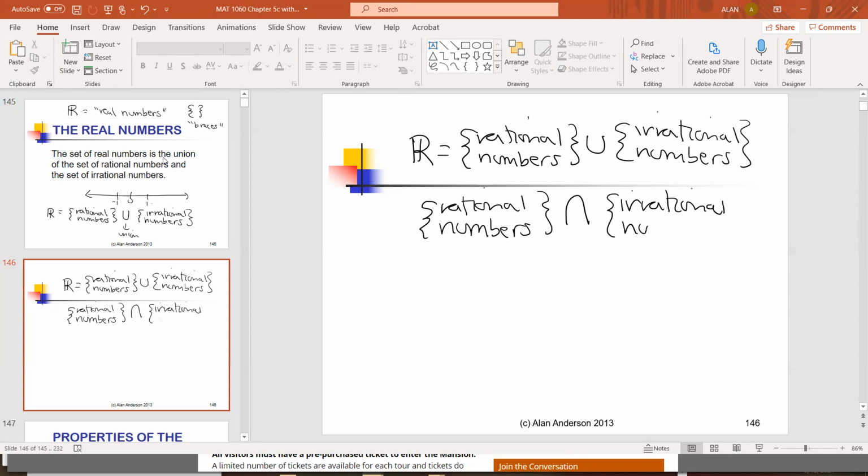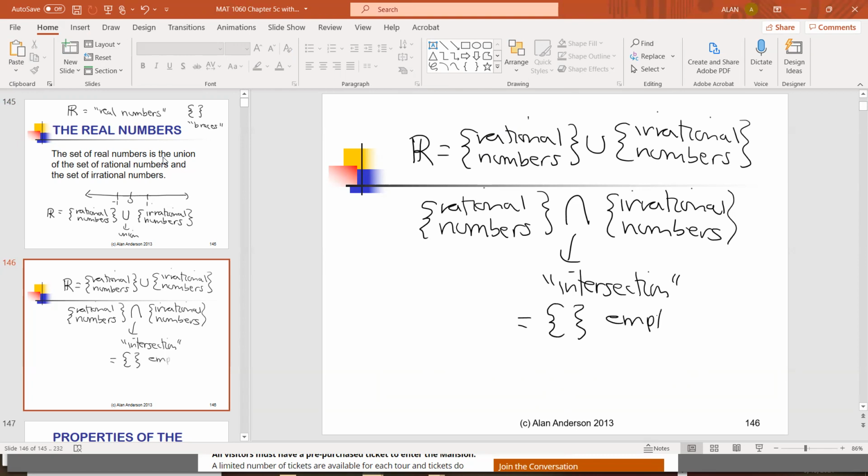Okay, that upside down U, you might recall from high school, is intersection. And it means we're creating a set of all the values that are common to both sets, but that there is no such thing here. So we say that that equals the so-called empty set. No elements belong to this set because no number can be both rational and irrational.